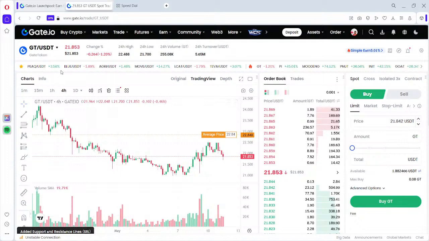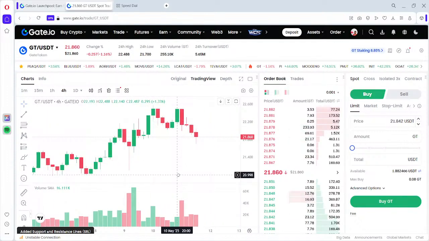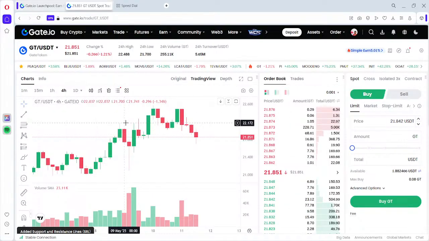GT is right now trading at $21 for a single GT. As like that, you can also buy for a minimum of $1. That is more than enough to participate in the launch pools, so that you can have your participation.